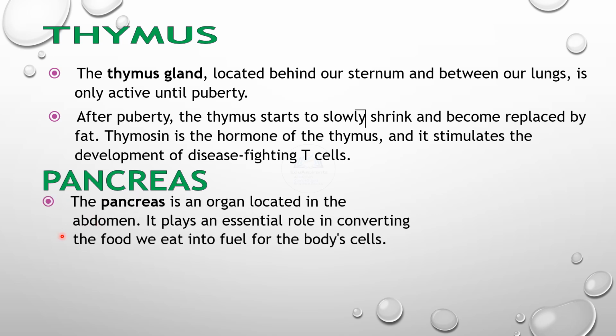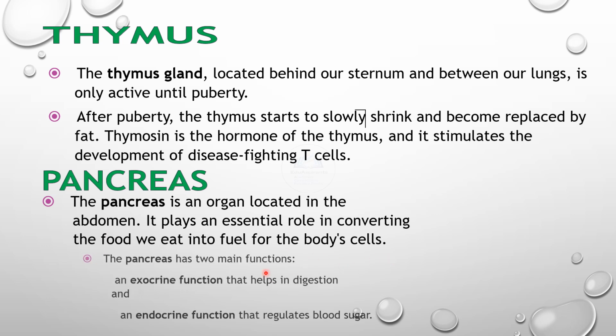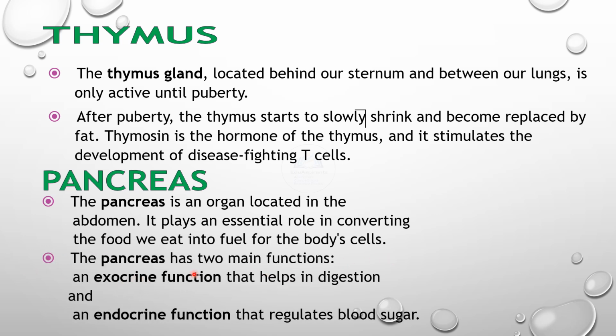Pancreas. The pancreas is an organ located in the abdomen. It plays an essential role in converting the food we eat into fuel for the body's cells. The pancreas has two main functions: an exocrine function that helps in digestion and an endocrine function that regulates blood sugar.